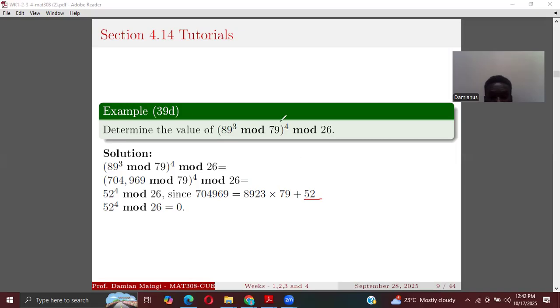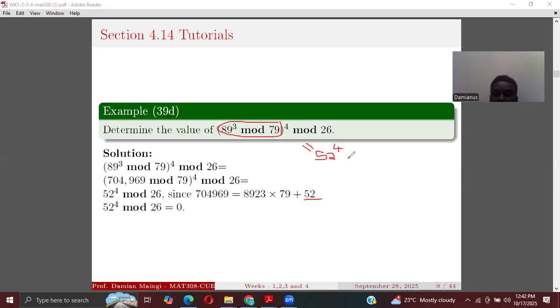So here, this number here is 52. Then power 4. Actually, here I can tell you something else that I would want you to notice, to make your life easier. Now we've computed this number, it turns out to be 52. So this now translates to 52 power 4.